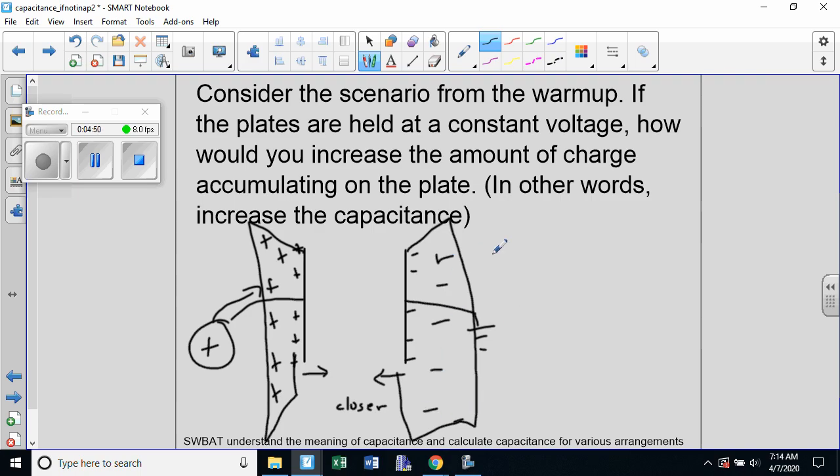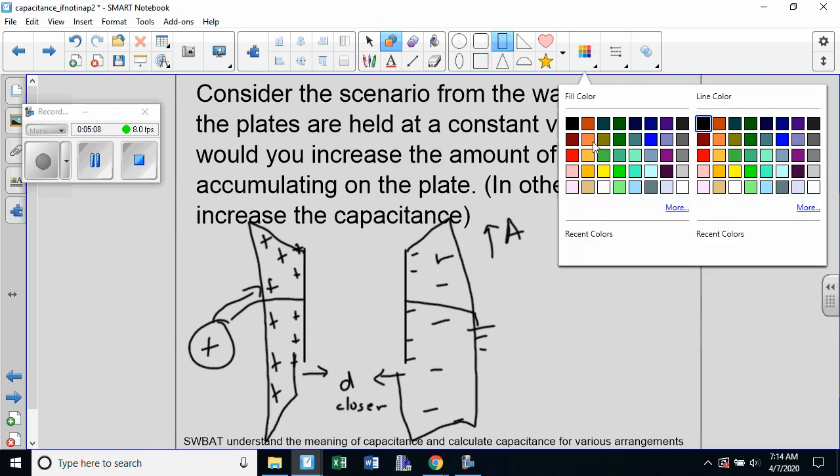Okay? So by increasing the area of the plates or by decreasing the distance between them, we could improve the capacitance. We could allow these parallel plates to store more charges. And the last thing that we can do is a little bit different.